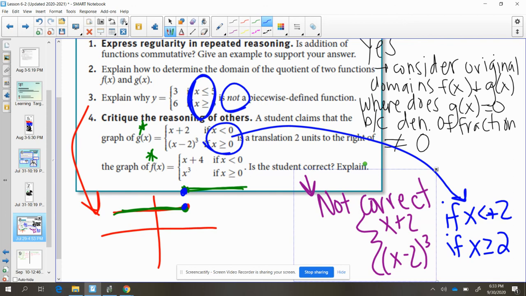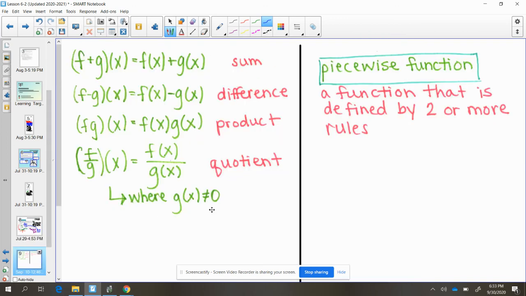Okay, a lot of information. Make sure you let me know of any questions you guys are having. And again, just talking about sum, difference, and quotient, be careful of where your denominator does not equal 0. And then, of course, the good old-fashioned piecewise functions, being able to graph and ultimately translate those.